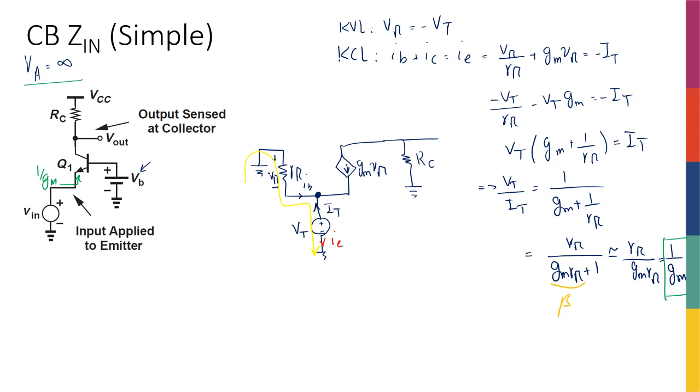We could have just said, looking into the emitter, the input impedance of this amplifier is defined as the impedance seen by the input source, which is here, right? The impedance that we see looking up here is the impedance looking into the emitter of a transistor. We know that that is 1 over GM, especially when there's nothing at the base and when early voltage is infinity.